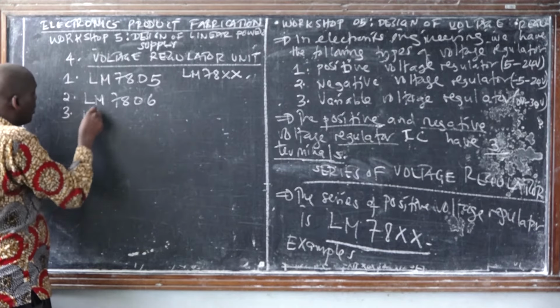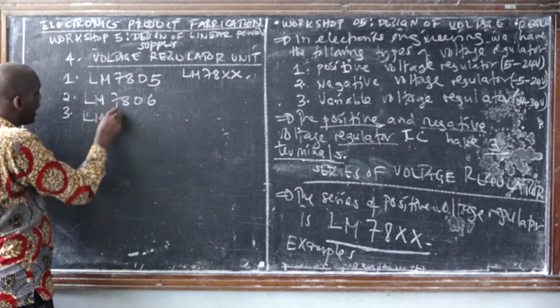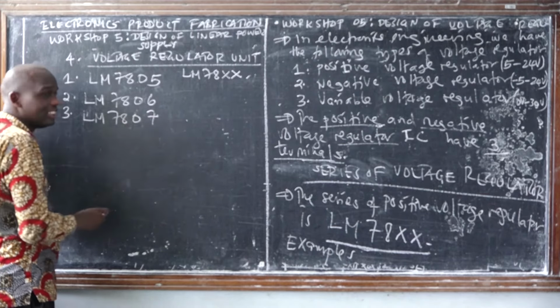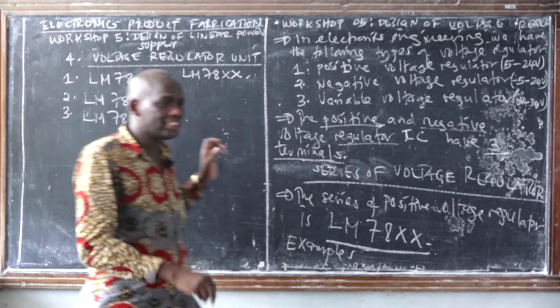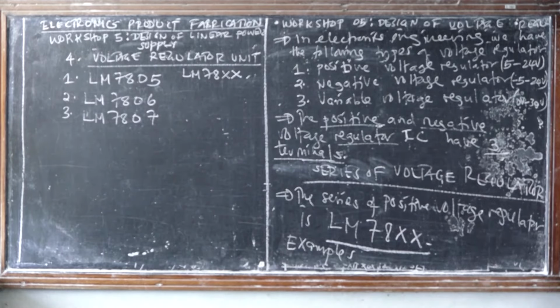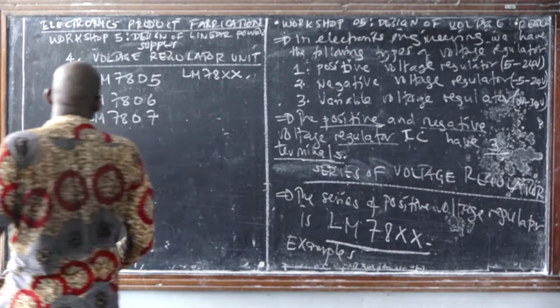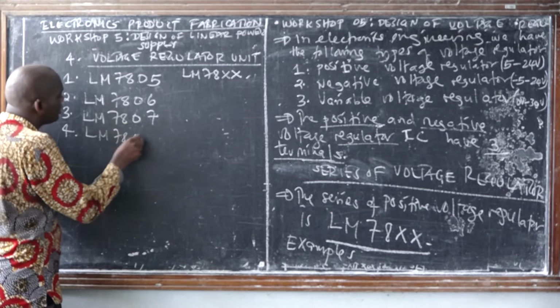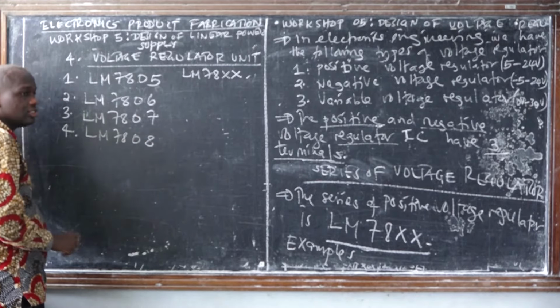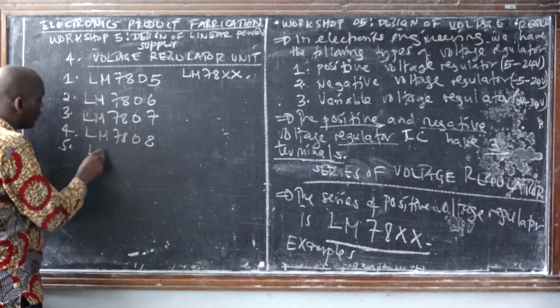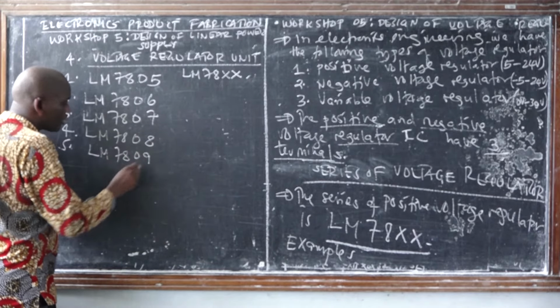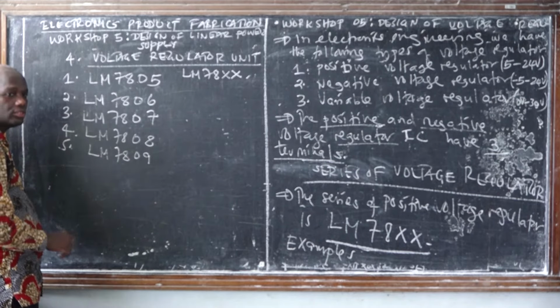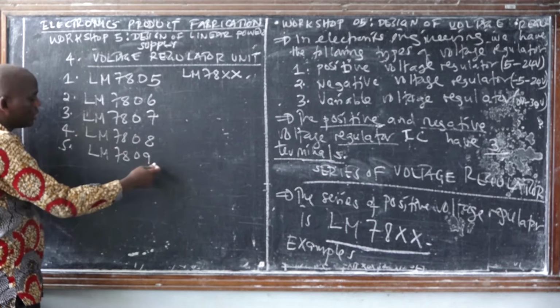Then the third example, we also have LM7807. I said stop writing, stop drawing, and stop slumbering. Look at the blackboard. Then we have a fourth example, LM7808. Then we also have the fifth example, LM7809. So these provide 8 volts, 7 volts, 9 volts.